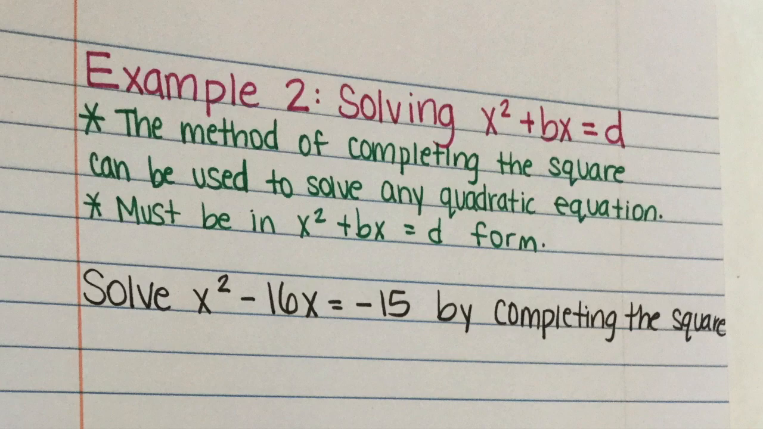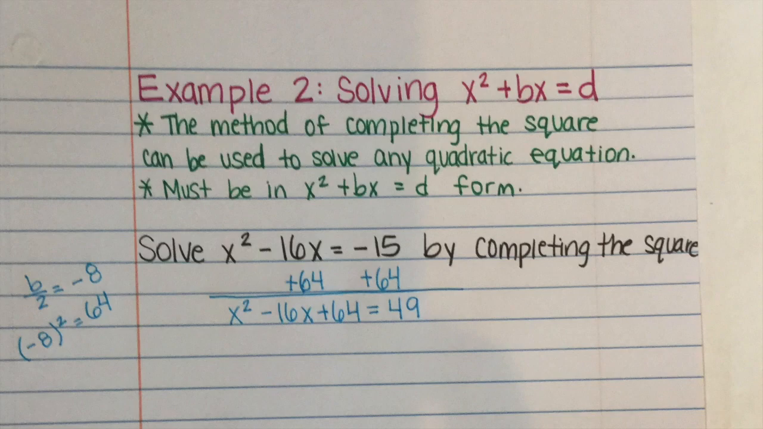And in order for it to work, it has to be in the form of x squared plus some x term, bx, is equal to a constant d. So in our first example here, we are asked to solve x squared minus 16x equals negative 15 by completing the square.